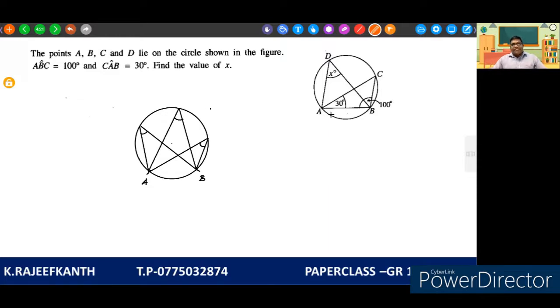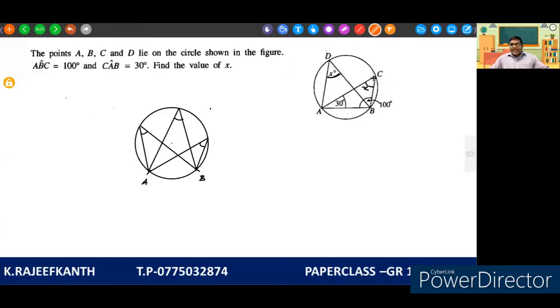ACB and ADB. So these two angles are equal because they are angles in the same segment. Right? These arcs subtended by the angles at the circumference of the circles are equal. Here, these two angles are equal because they are angles in the same segment. So if it is X, we can mark this angle as X.